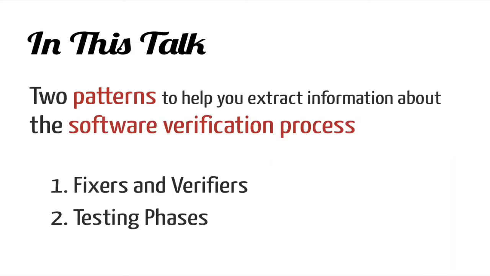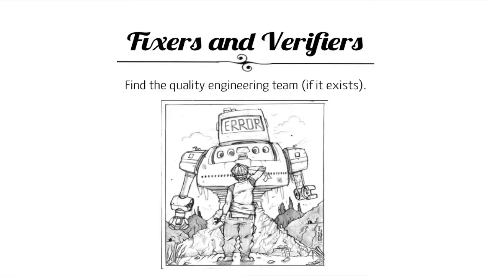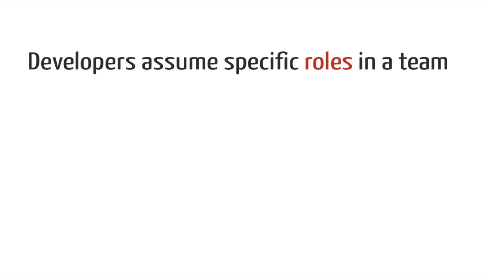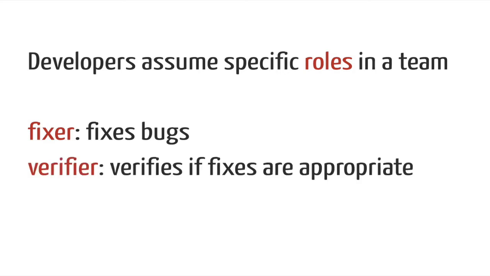So I'm going to show you two patterns to help extract information about the software verification process using bug data. And the first one is fixers and verifiers. Of course, developers assume specific roles in a team. For example, a fixer is a developer who fixes bugs. A verifier is a developer who verifies if fixes are appropriate.